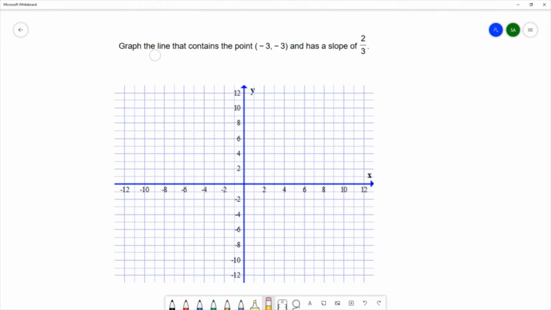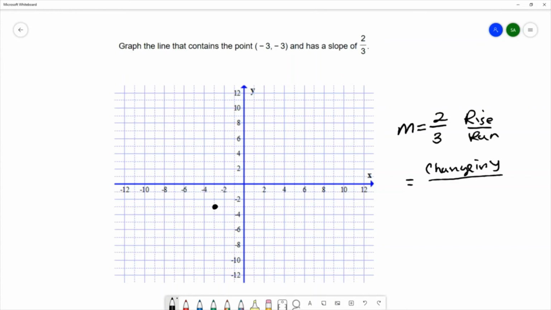This question says to graph the line that contains the point negative 3, 3 and has a slope of 2/3. So to graph the line, I'm going to plot that point negative 3, 3 right here. And then I need to find a second point on the line using that slope. So we have to remember what slope stands for. Slope is rise over run, or the change in y over the change in x.